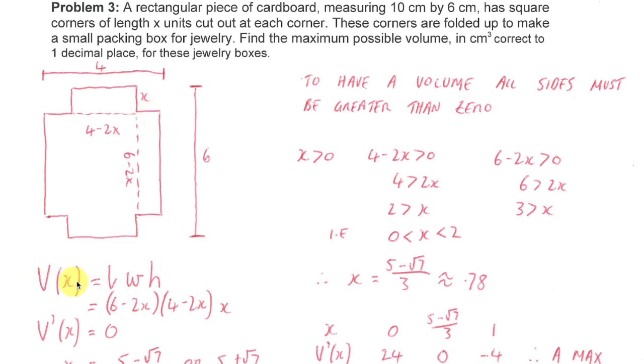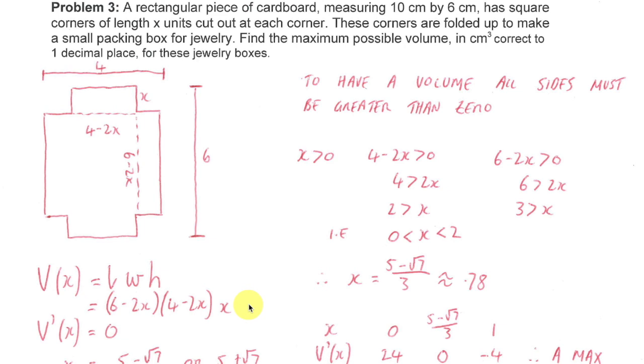So we'll begin with a volume function, so V of x is equal to length times width times height. But instead of writing L, W, and H, I'm going to write them in terms of x. So the length of the box is going to be 6 minus 2x. The width is going to be 4 minus 2x. And then the height of the box is going to be x centimeters. So you can see now that we have a volume function which only has one variable in it.